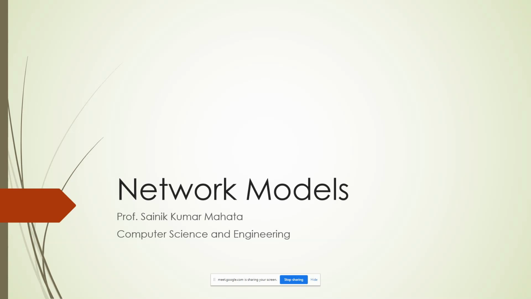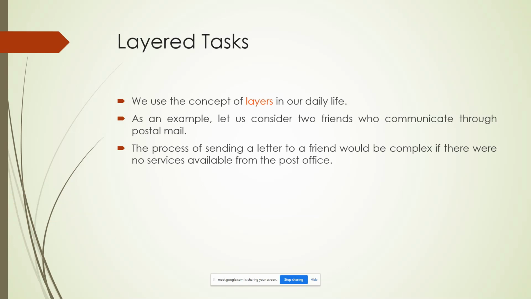Okay. So since we are behind schedule because the previous week was a holiday, today we will be covering the most important topic in computer networks, that is the reference models. First and foremost, we should understand why we need a layered architecture. Obviously we use the concept of layers in our daily lives. What's an example of that?